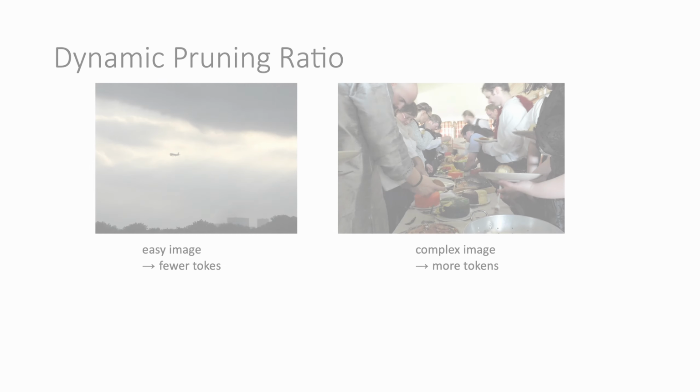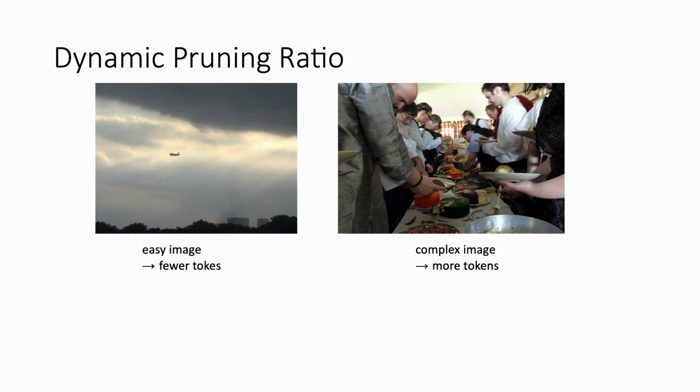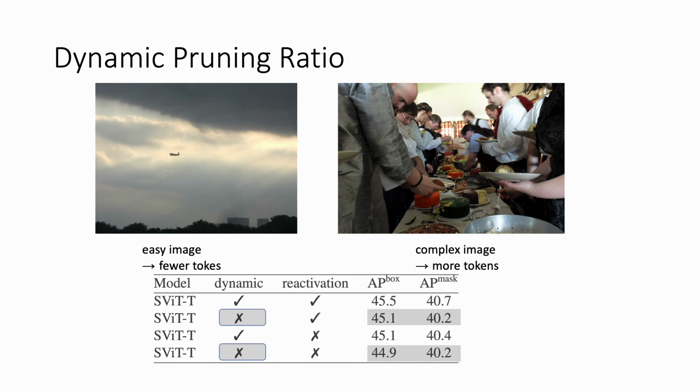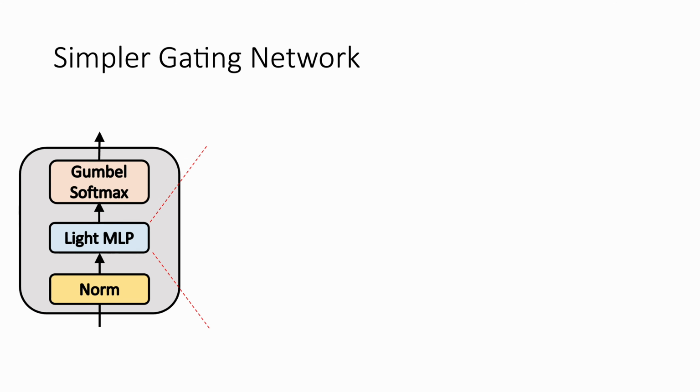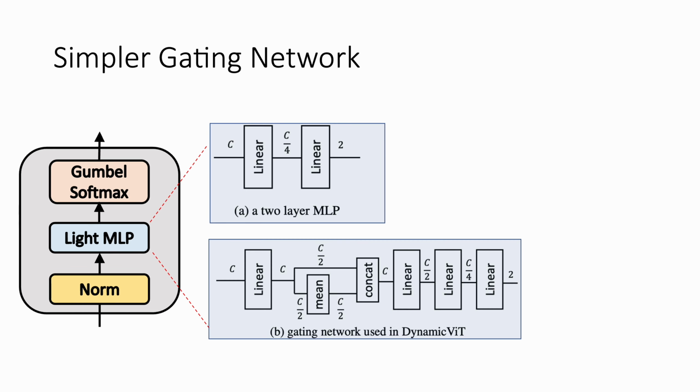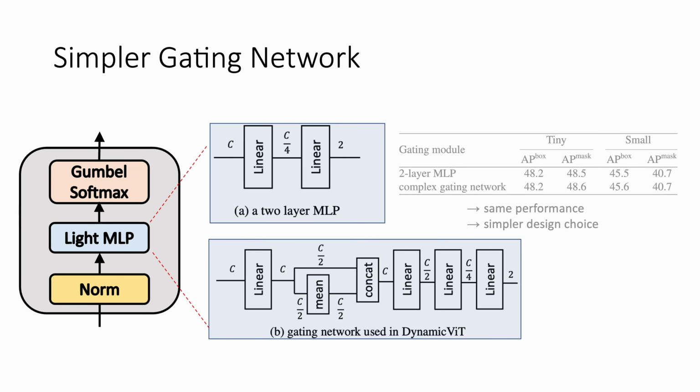We also add a dynamic pruning ratio to adapt to images of different complexities. The intuition is that simpler images require fewer tokens and complex images require more tokens. Our experiments demonstrate that dynamic ratio can help allocate computation resources reasonably and improve the overall performance, especially when combined with reactivation. Finally, we simplify the design of gating networks. We verify that a simple two-layer MLP is sufficient to provide most of the performance of complex gating networks and is a simpler and lighter choice on dense tasks.